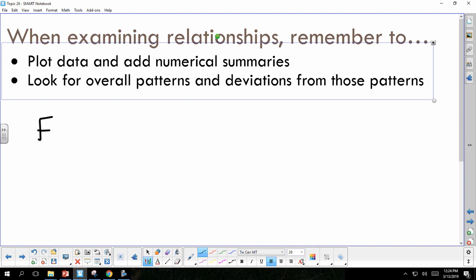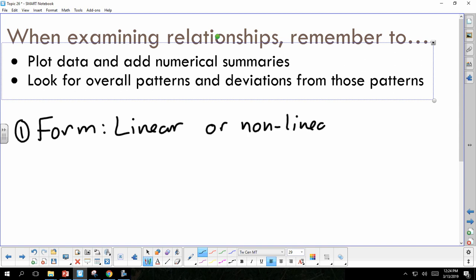First, form. Our data can take many forms. But for the purposes of an introductory statistics class, we're going to look at just two. Is it linear or nonlinear? I guess we could throw a third in and say that there's no relationship, right? But in the next statistics class you'll take, we'll be fitting curves and all sorts of mathematical models to fit your data sets, not necessarily just lines.